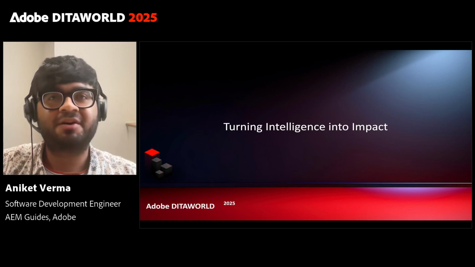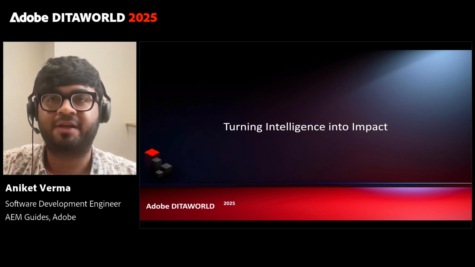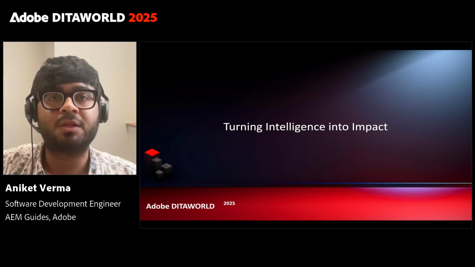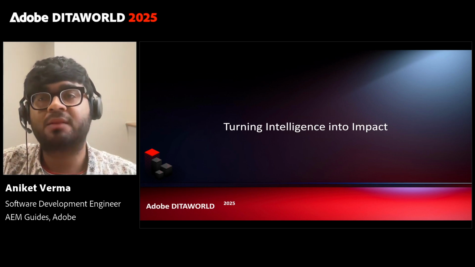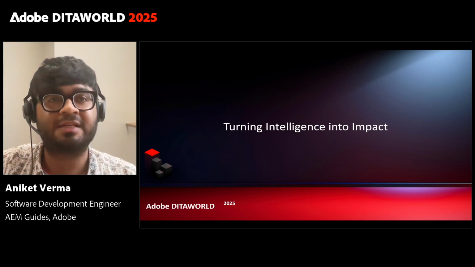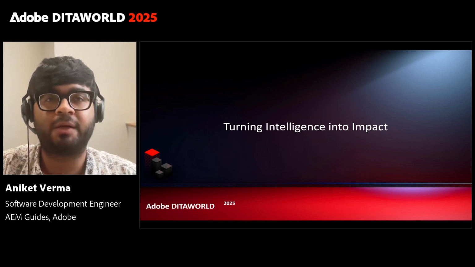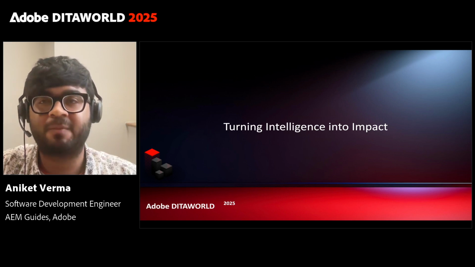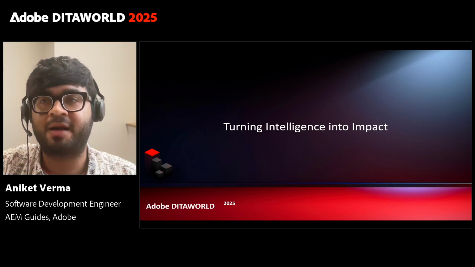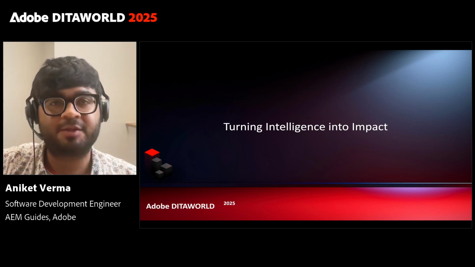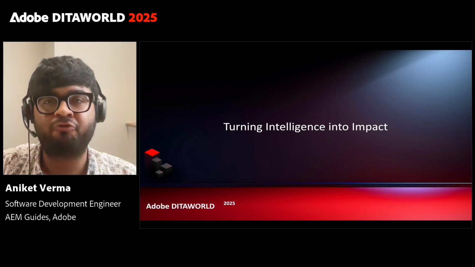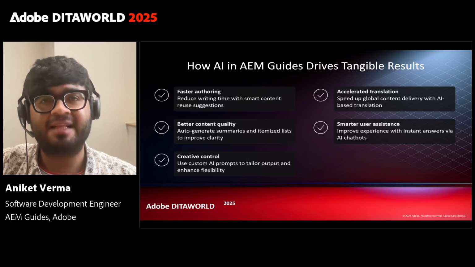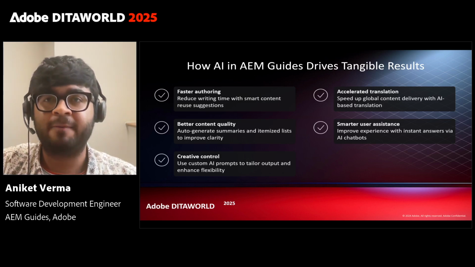Okay, so this is how we are turning intelligence into impact by leveraging AI, where we are not just fixing problems and removing those bottlenecks, but we are also accelerating the performance, where authors can now author their content in a fast paced manner and upholding the quality of their content. The transformative power of AI is what elevates AEM Guides from just being a structured content management tool to a smart content management tool that would drive measurable improvements in workflows and productivity. We see that it drives tangible results with the use of AI.